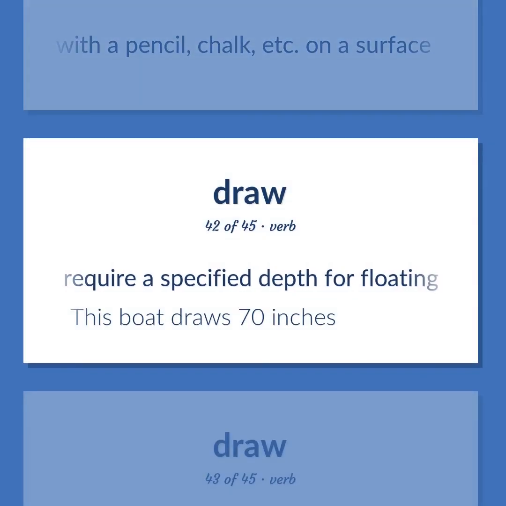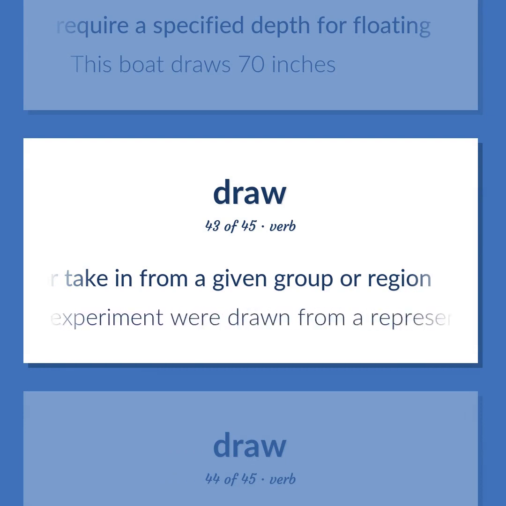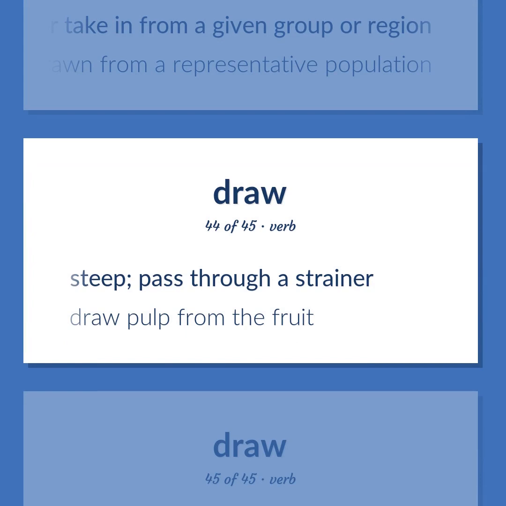Require a specified depth for floating. This boat draws 70 inches. Select or take in from a given group or region. The participants in the experiment were drawn from a representative population. Steep. Pass through a strainer. Draw pulp from the fruit.